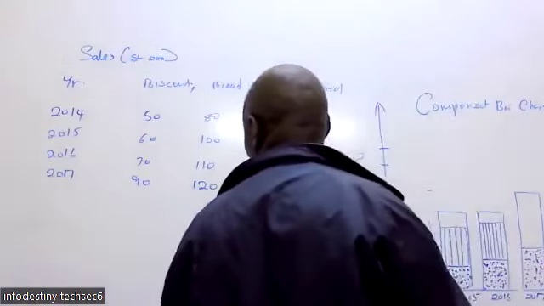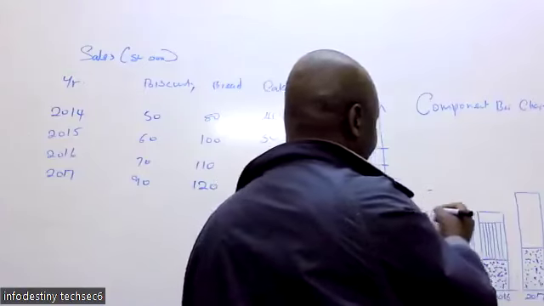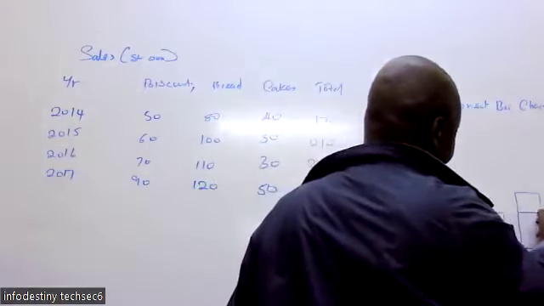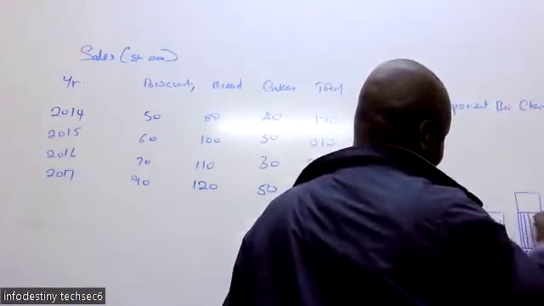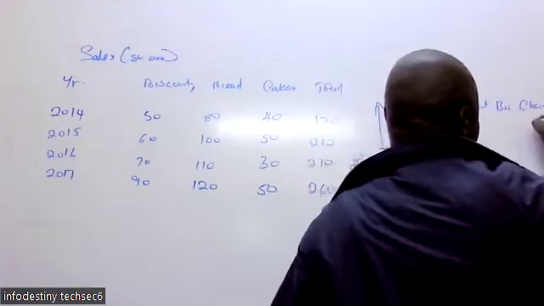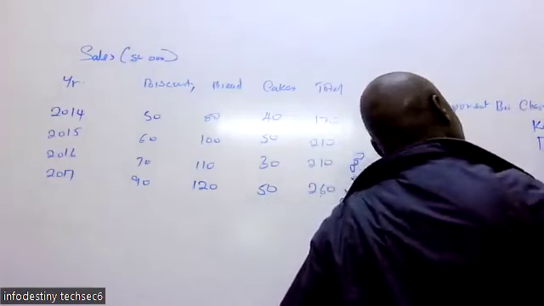Then 90 plus 120, 210, so somewhere there. Then the last one, you leave it open. Then you write the key. The first one, just write this one.